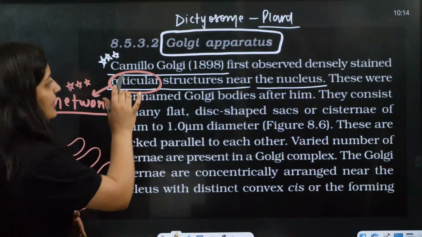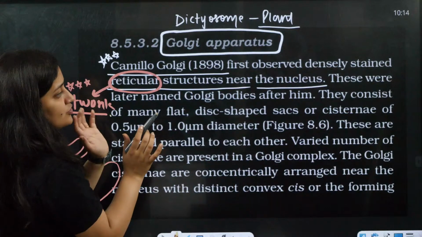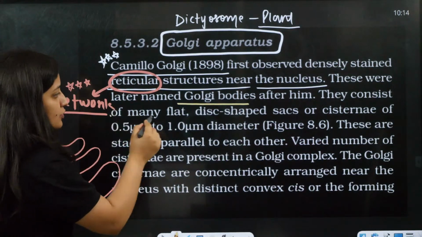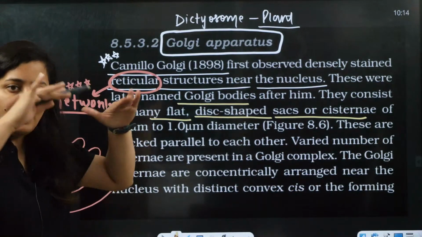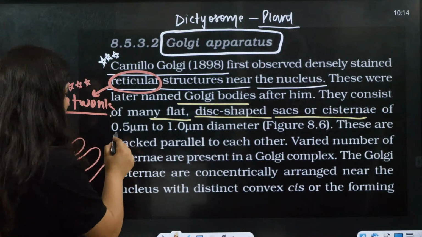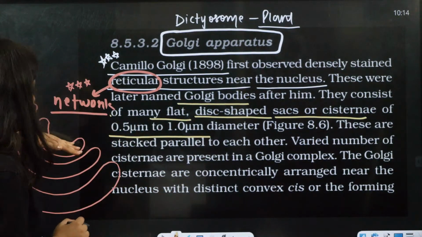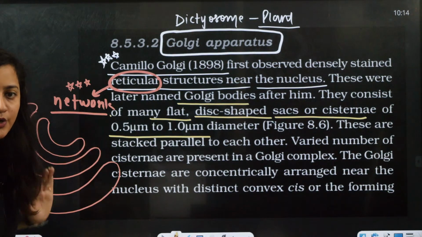So here you people can see Camillo Golgi. He first observed densely stained reticular structures near the nucleus, right? Later on they were named as Golgi bodies. So they have flat disc-shaped sacs or cisternae, pouch-like structures, 0.5 micrometer to 1 micrometer in diameter, and they are stacked parallel to each other, you can see here.